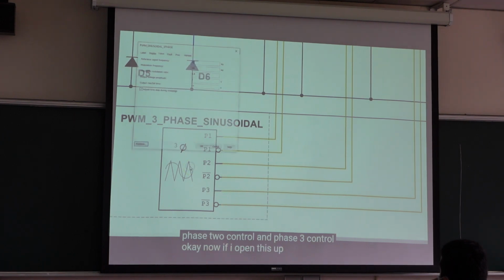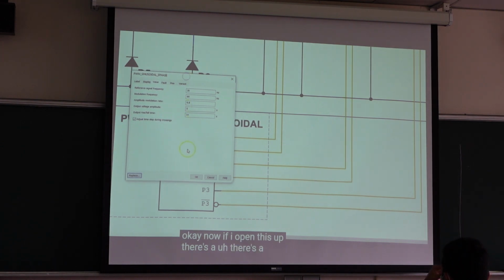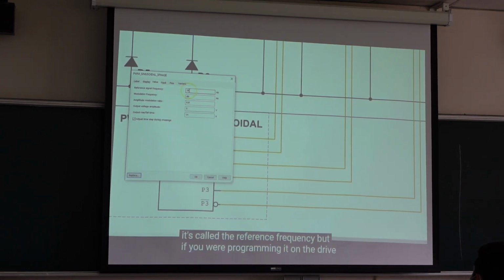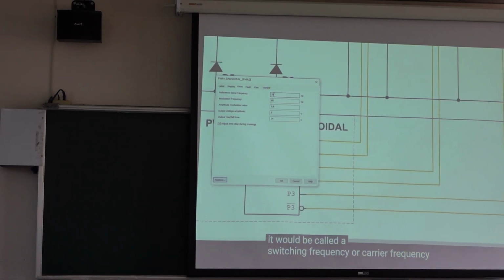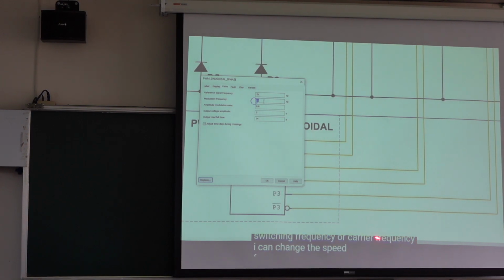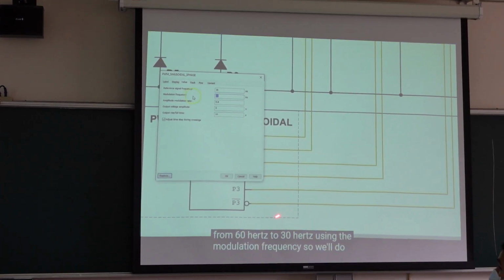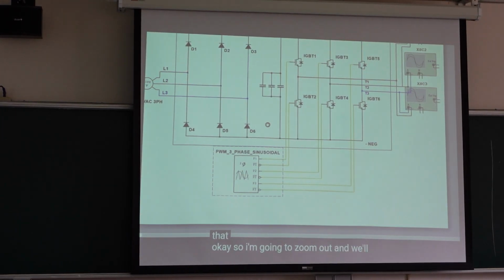Now, if I open this up, there's a box that allows us to make adjustments. We can change the switching frequency. It's called the reference frequency, but if you were programming on the drive, it would be called the carrier frequency, or switching frequency. I can change the speed from 60 hertz to 30 hertz using the modulation frequency. So we'll use some of that modulation.